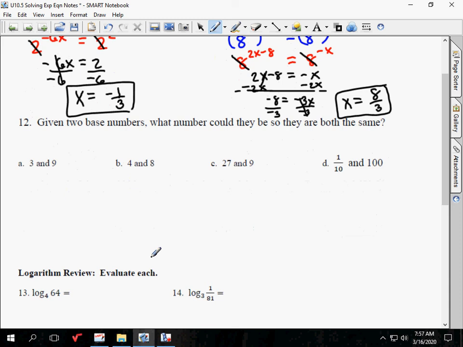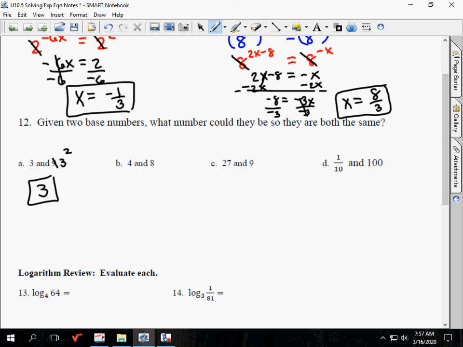So we have a base 3 and a base 9. Remember, big bases can be made smaller. All right, so 9, we could change it to base 3. That's the same as 3 squared. So we would use base 3 for both of them.